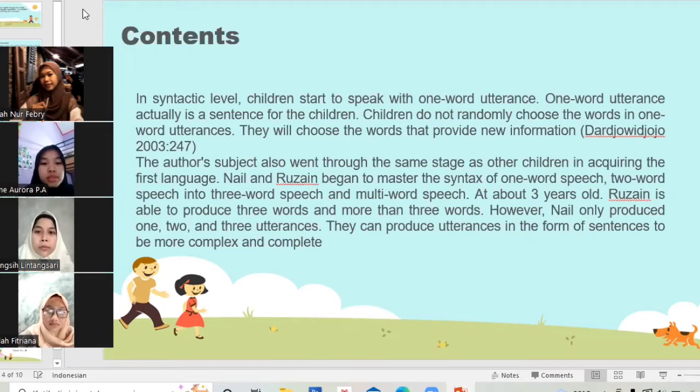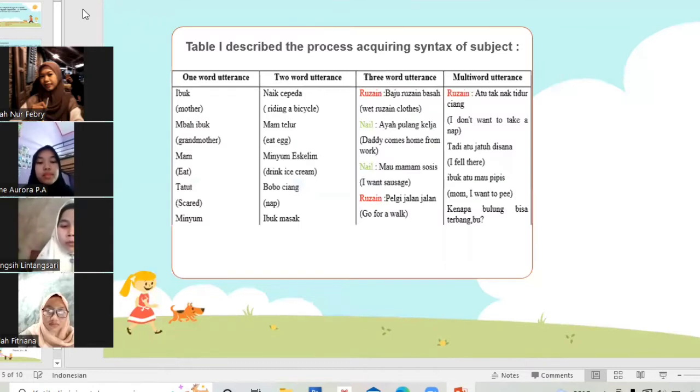2003. The subjects also went through the same track as other children in acquiring the first language. Nail and Rosen began to master the syntax of one-word speech, two-word speech, three-word speech, and multi-word speech. At about 3 years old, Rosen is able to process 3 words and more than 3 words. However, Nail only processes 1, 2, and 3 word utterances. They can produce utterances in the form of sentences that are more complex and complete.